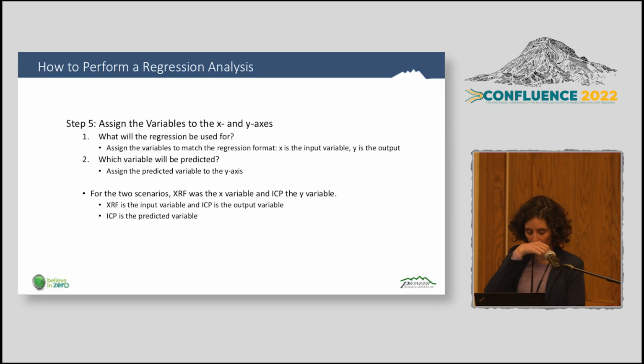y-axis. So for the two scenarios I described before, where we're modeling a mix of XRF and ICP data together, or we're using the XRF to make field decisions, the XRF was the input variable, and we set the ICP as the output variable. Generally speaking, our ICP was our predicted variable. We're going to be going out and collecting XRF data. We want to know what the ICP concentration would be since we're not necessarily going to be measuring it.